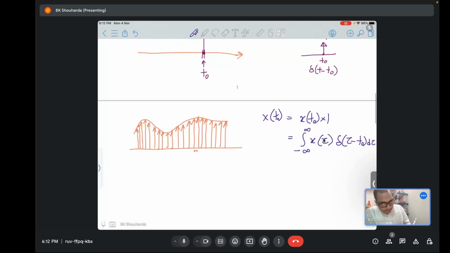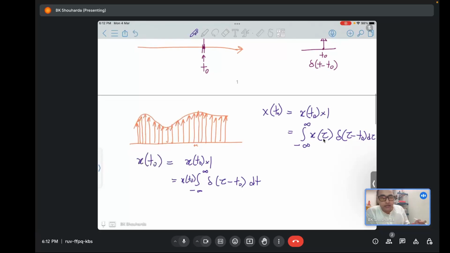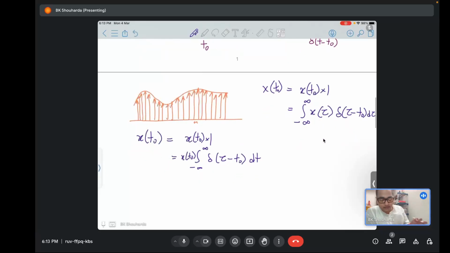Look at this very carefully. What am I writing? x of t naught is x of t naught times 1, or can be written as x of t naught times the integral of delta of tau minus t naught d tau, because the integral of the Dirac delta function placed anywhere is 1, and since I'm sampling at t naught, I will take the impulse at t naught.